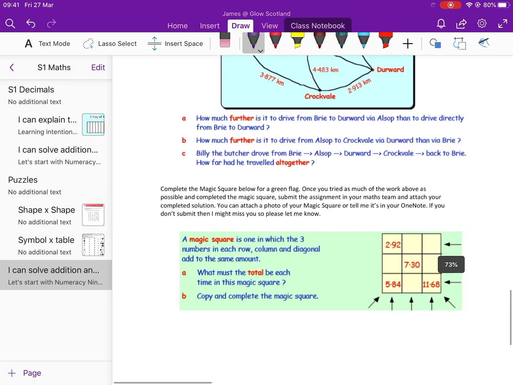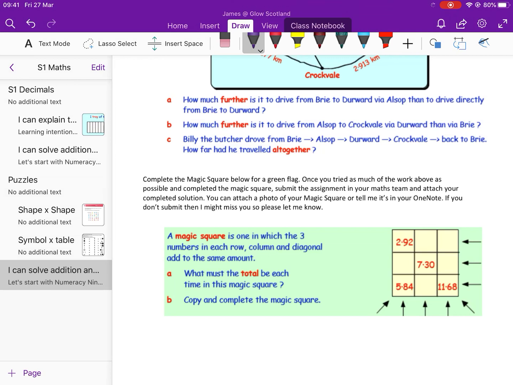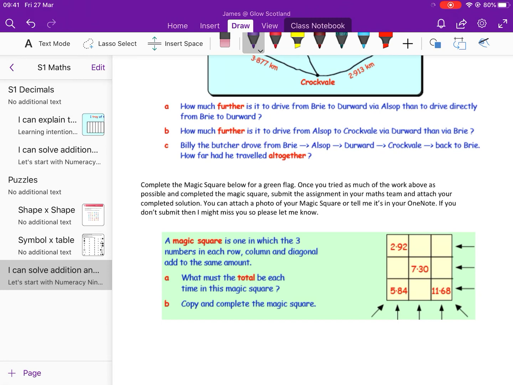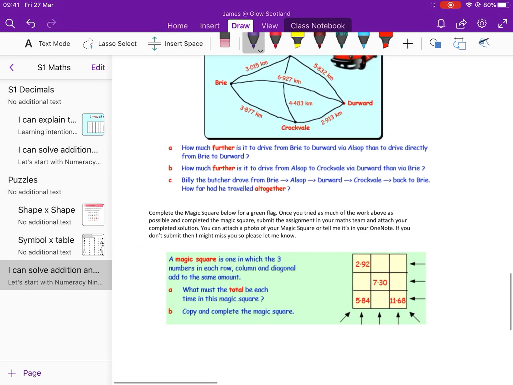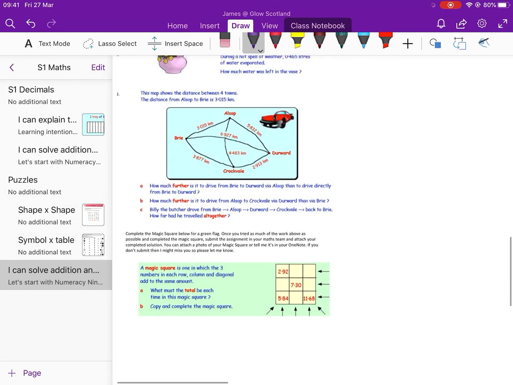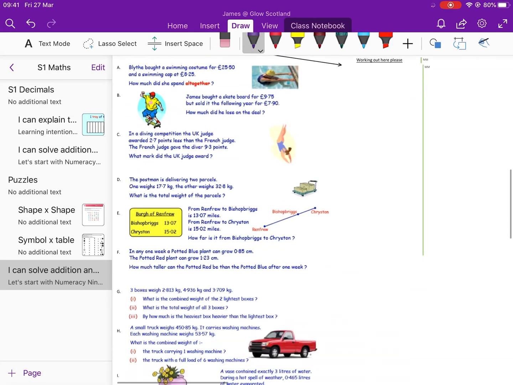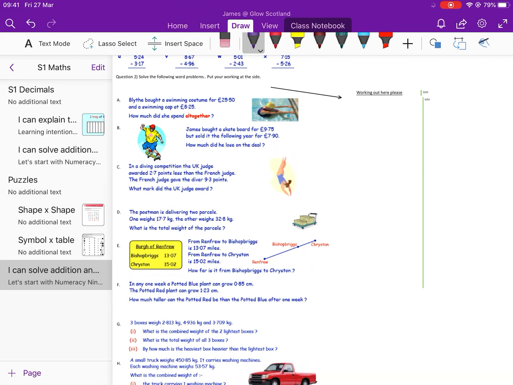Alright, there's a challenge down the bottom here with my magic square. If anybody manages to complete my magic square, I want you to let me know, and I will give you a green flag. So the instructions are there, but just remember, a magic square has the same total in every row, every column, and every diagonal. There's a couple of questions there that will help guide you through it. But if you manage to complete the magic square, let me know. That will earn you a green flag. I think we should still use them even though we're doing remote learning.